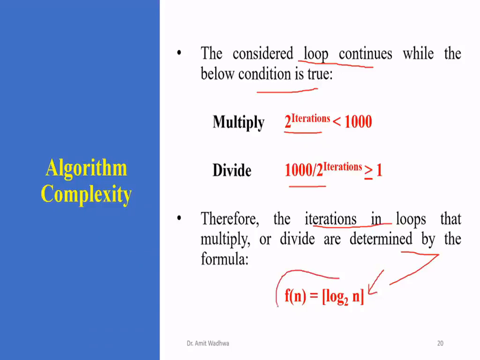If you know a bit about mathematics, this multiplication and division corresponds to the logarithmic expansion of that particular algorithm. So it is taken as base 2 by default, and n is the size of the input, that is basically 1000.